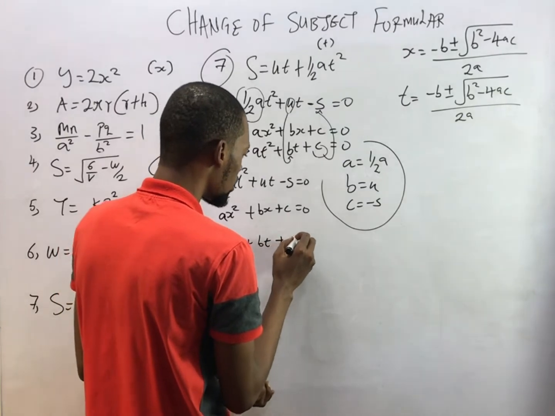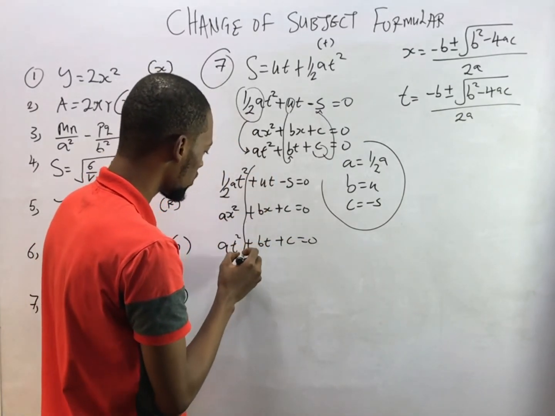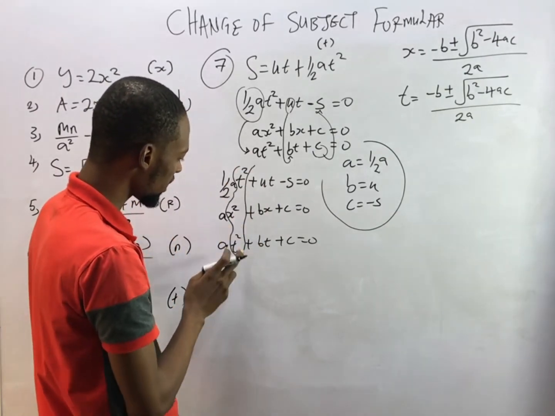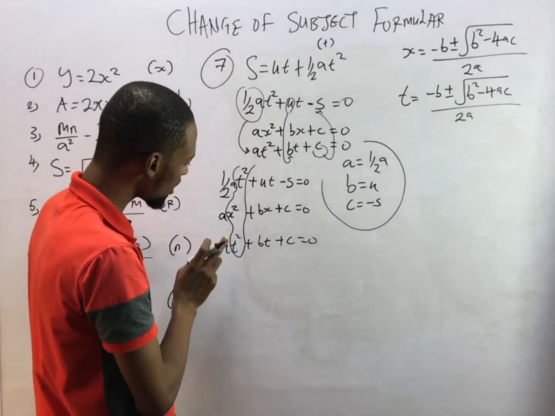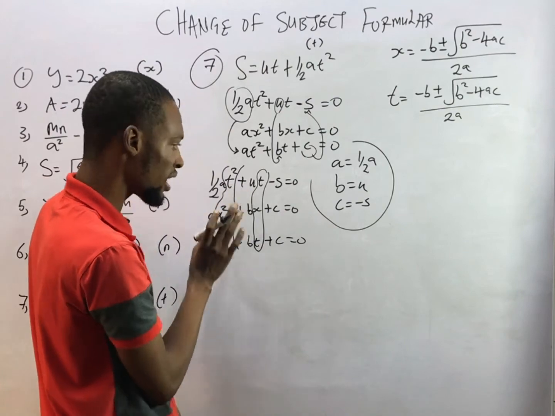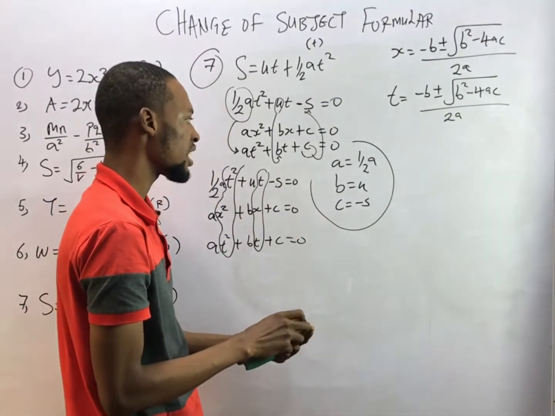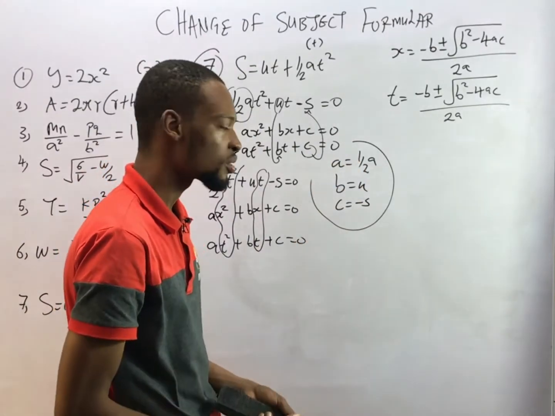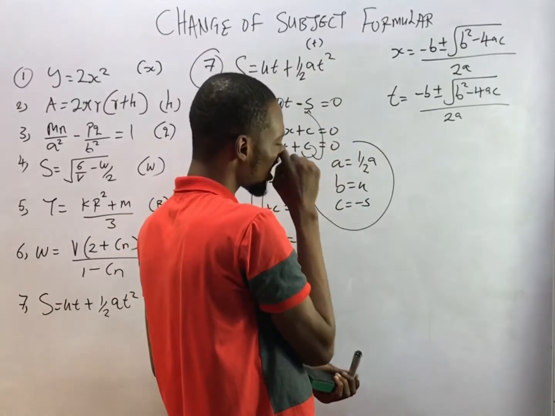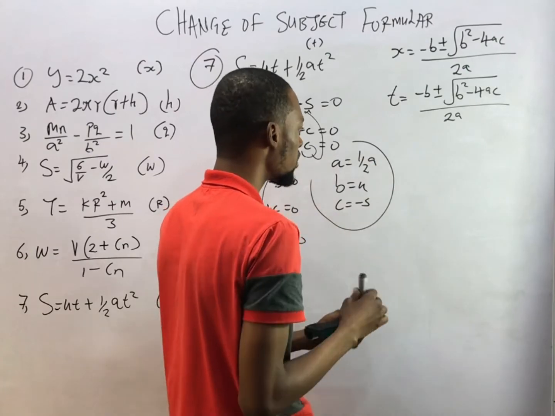Comparing with a t square plus bt plus c equals 0, you see they all have t square. What is remaining here? So that means a is the same thing as 1 over 2 a, b and u are the same, and c and s are the same. So now we substitute. Anywhere we see b, we use u because that's what we have in our equation. Anywhere we see c, we use minus s, and anywhere we see a, we use 1 over 2 a.